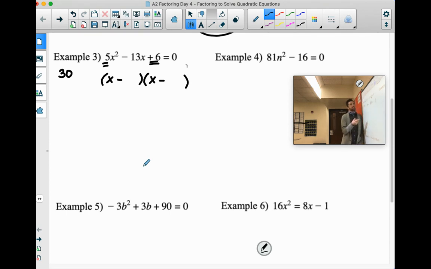And let's see, we need them to add up to 13. So 1 and 30, no. 2 and 15, those are 13 apart, but we need them to add up to 13. 3 and 10, aha, those are our numbers. So 3, 10, but don't forget with these kind of problems, we always have to try to divide them by a.